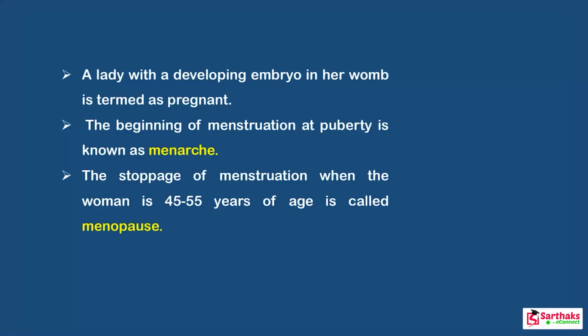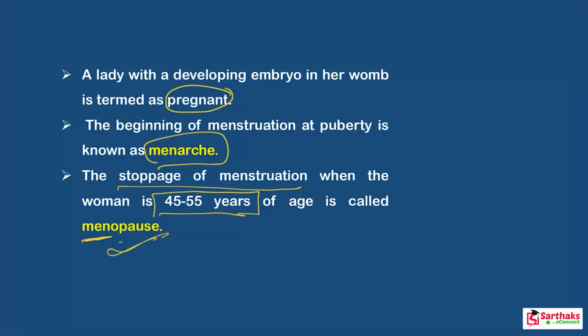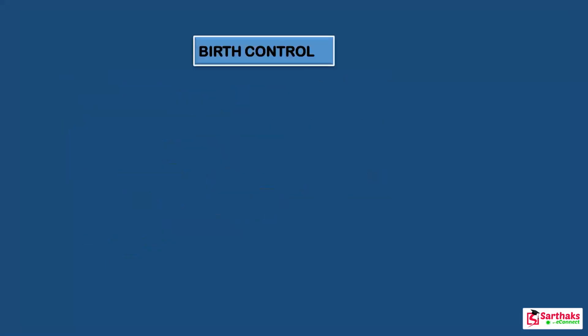Now, a lady with a developing embryo in her womb is known as a pregnant lady. Got it? Now, the beginning of menstruation is known as menarche, but at some age of their life, the menstrual cycle stops. The stoppage of menstruation when the woman is 45 to 55 years of age is known as menopause. Meno means menstruation, pause means stop.